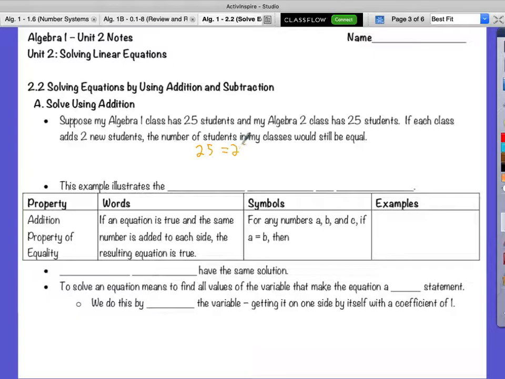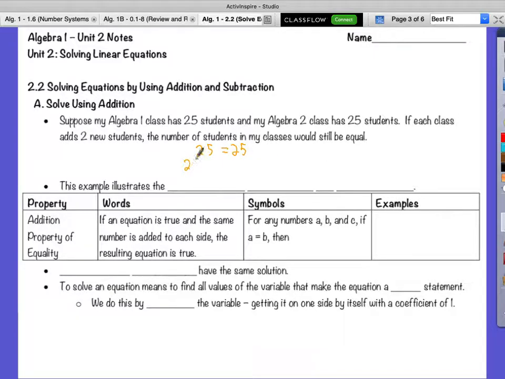Is 25 and 25, are those the same? Yes. Okay? So suppose I have the same number of students in these classes. They both have 25. If each class adds 2 new students, the number of students in my classes would still be equal. Is that true? Yeah. Okay, let's think about that.